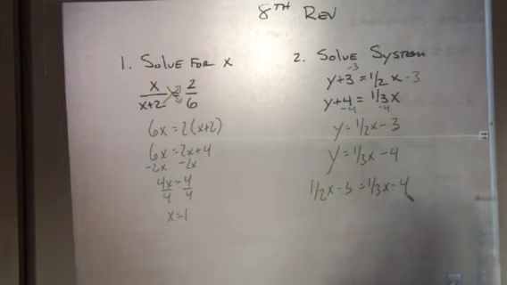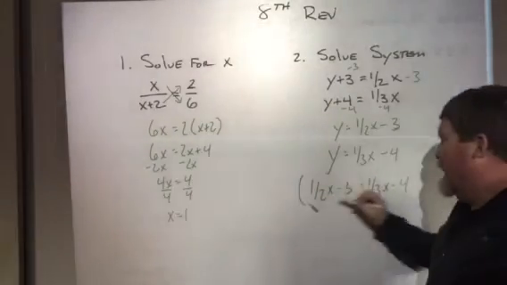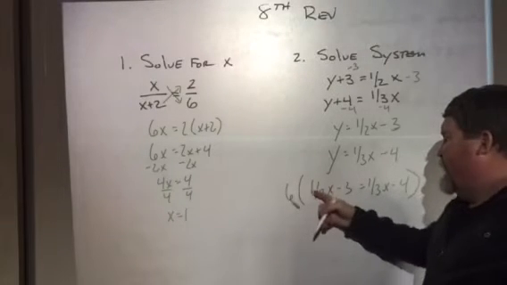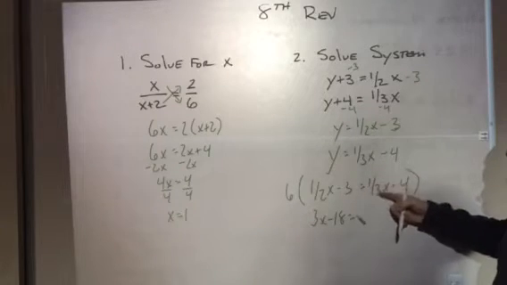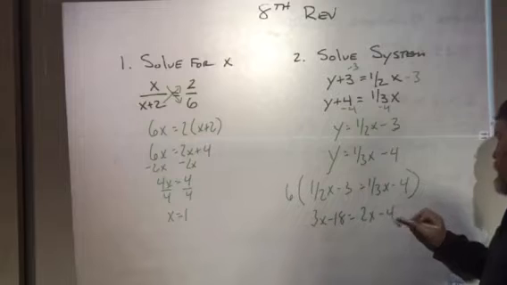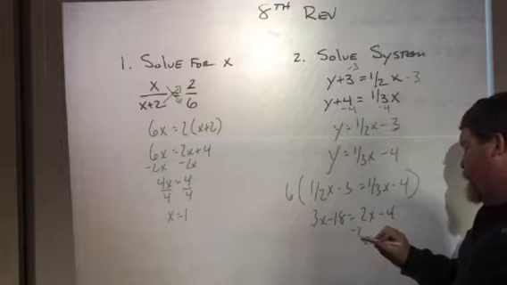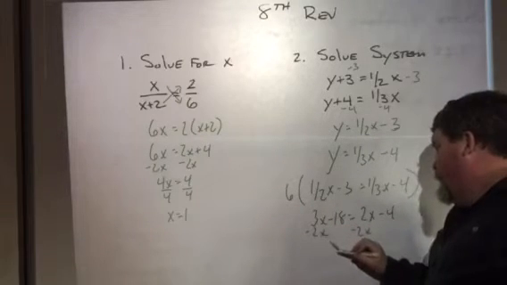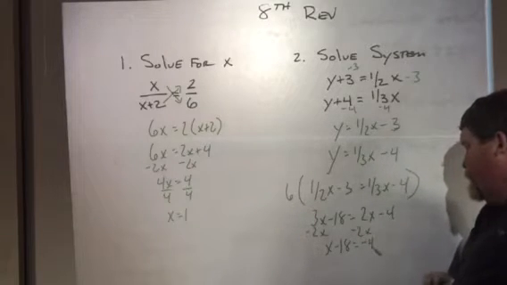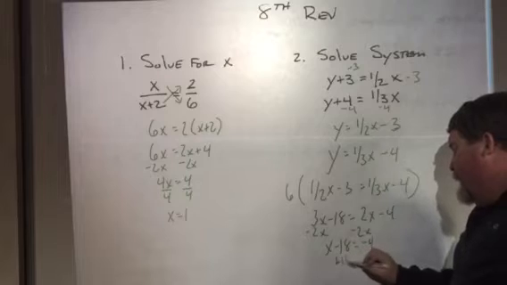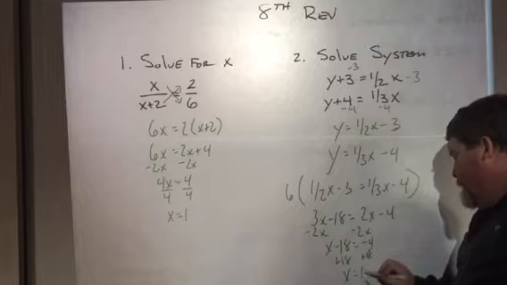Now you can do it with fractions, or if you want to get rid of fractions, our denominators are 2 and 3, so we can multiply all this by 6. So 6 times 1 is 6, divided by 2 is 3x, minus 18. 6 times 1 is 6, divided by 3 is 2x, minus 4. Okay? Both sides have 2x, so we get rid of 2x on both sides. So we get x minus 18 is equal to negative 4. Then we add 18 to both sides. So we get x is equal to 14.